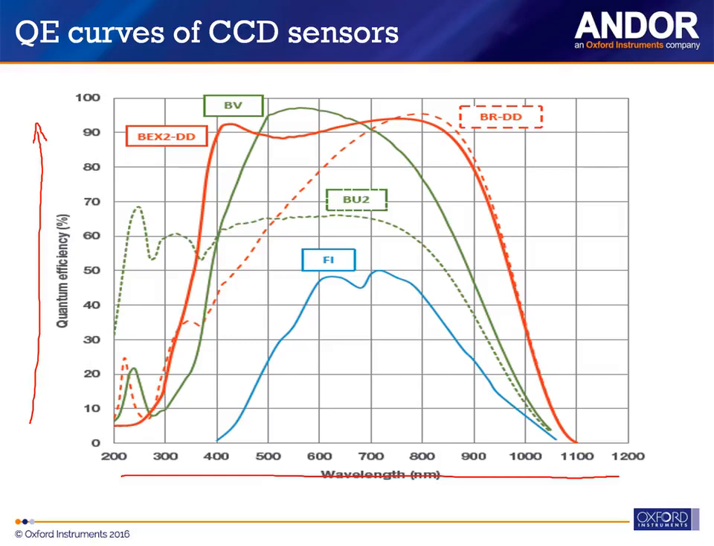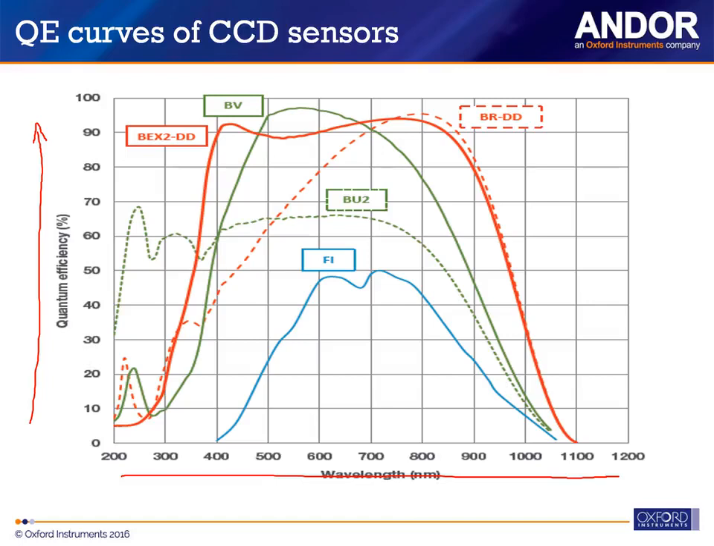It means if 600 nanometer photons are falling onto a pixel, on average 80% of those incident photons will be converted into photoelectrons. That's simply what it's saying. So obviously the higher and broader the quantum efficiency, the better the detector.